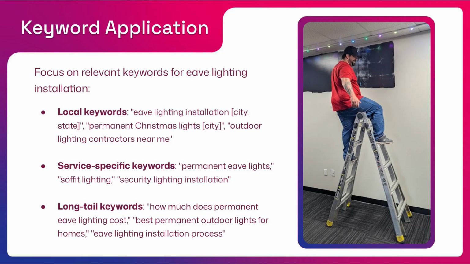Okay, so application. So we're going to use local keywords. You're going to find different ways to incorporate them on your website. We're going to talk about using your city, your state you're in, near me. We're going to talk about using words with installation. And then long tail keywords, you can see examples like best permanent outdoor lights for homes. Some people when they search are going to be more specific. Some are going to just hit just the keyword.